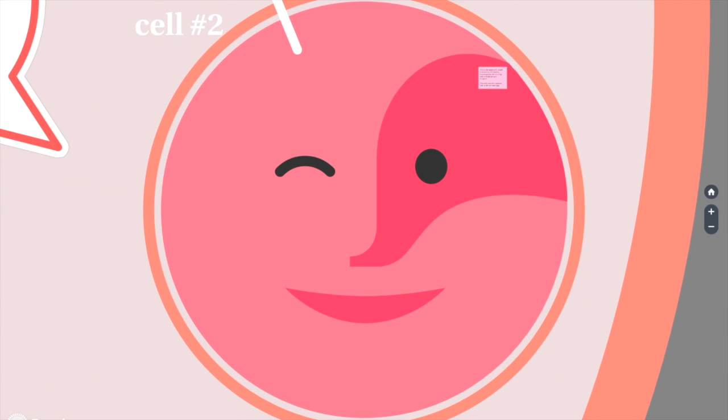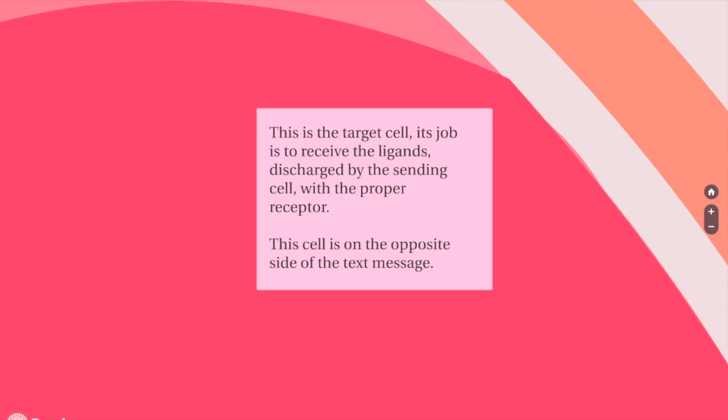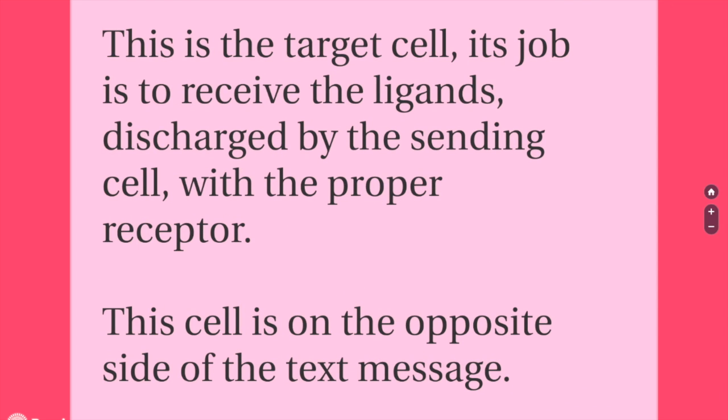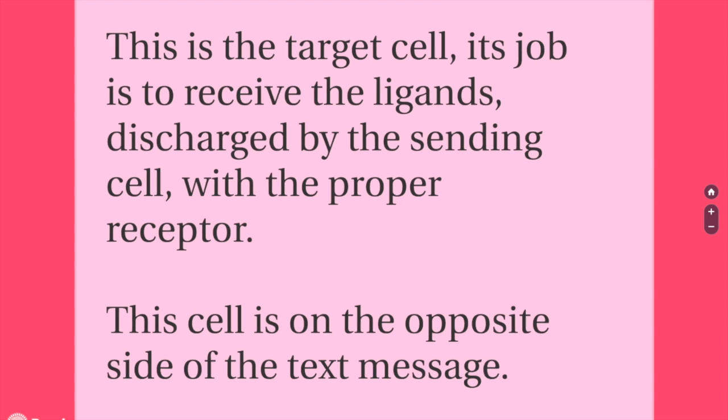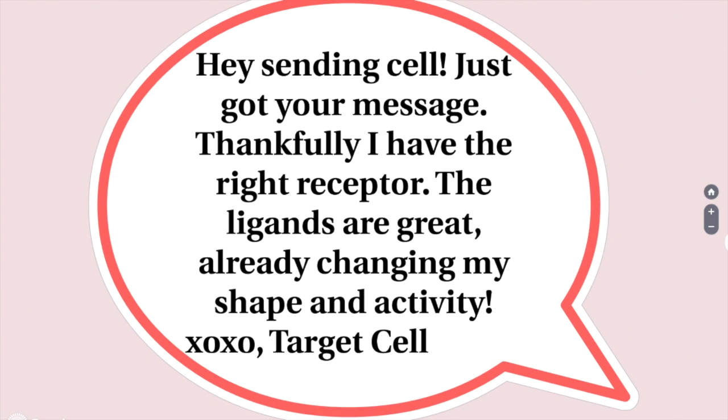Cell number 2 is the target cell. This target cell has to have the correct receptor to receive the signal that the sending cell is messaging it. Therefore, it will change soon. In other words, it is on the other end of the text message, already changing.